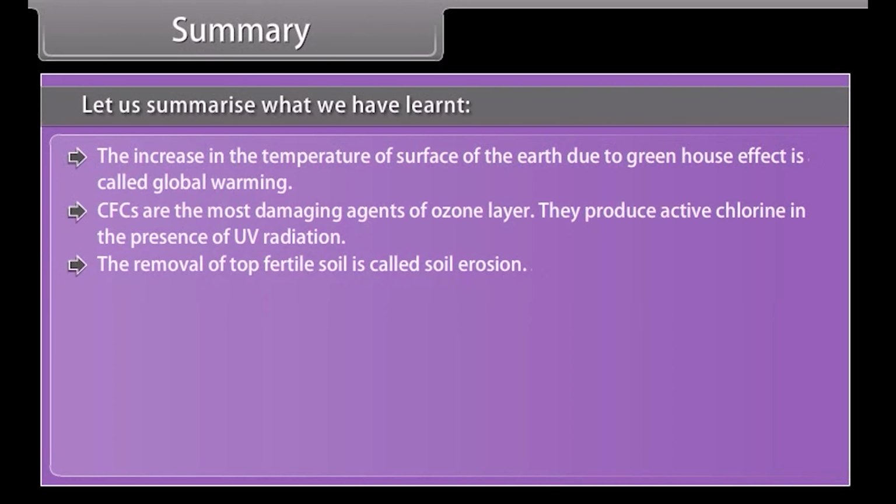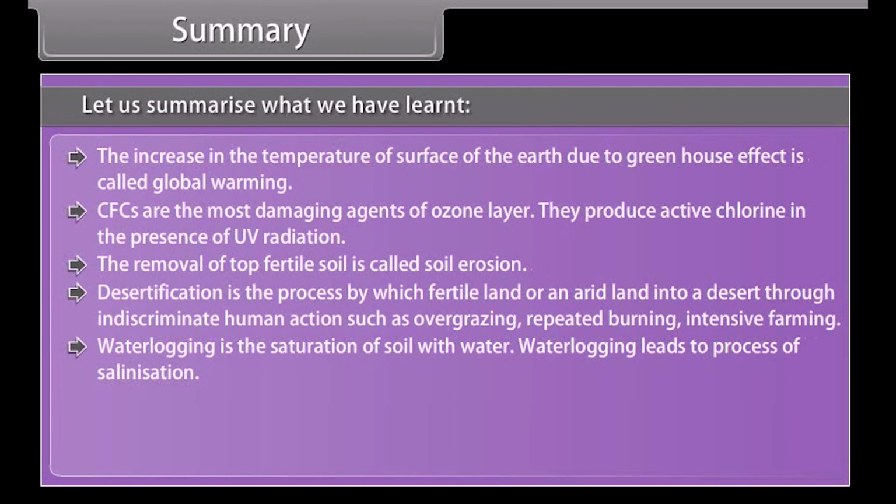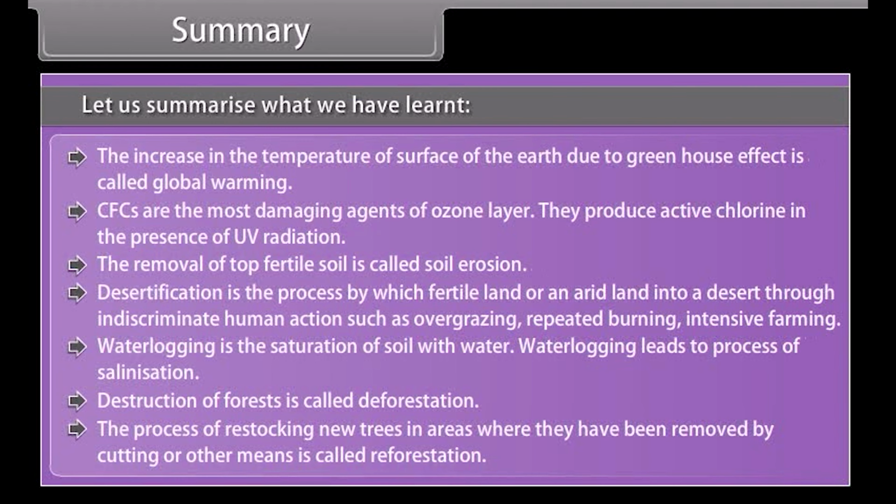The removal of top fertile soil is called soil erosion. Desertification is the process by which fertile land or arid land turns into a desert through indiscriminate human action such as overgrazing, repeated burning, and intensive farming. Waterlogging is the saturation of soil with water. Waterlogging leads to the process of salinization. Destruction of forests is called deforestation. The process of restocking new trees in areas where they have been removed by cutting or other means is called reforestation.